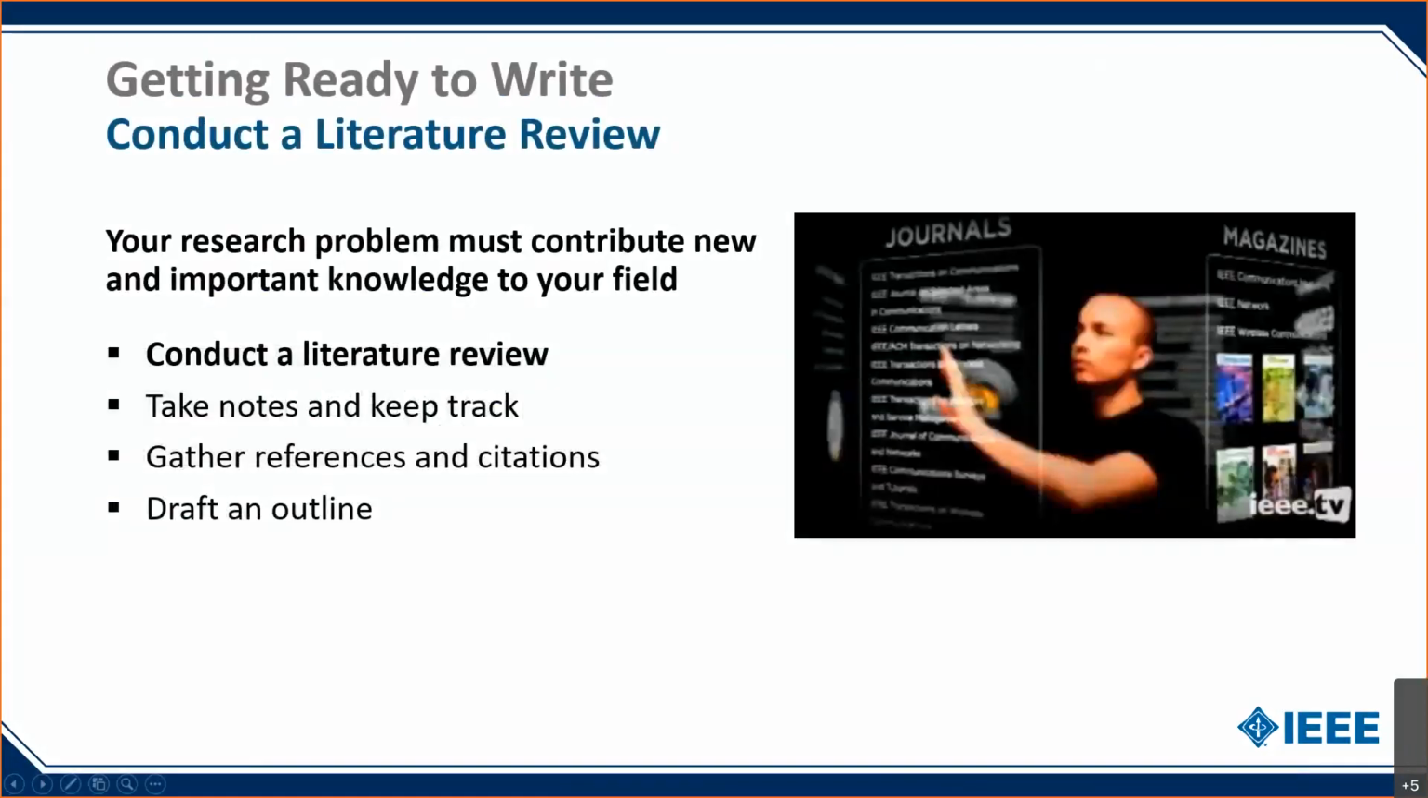First, let me cover different aspects of how one can get ready to write. We have split them into 4 stages. Conducting a literature review, which is very important, and taking notes and how you can actually keep track of the ongoing research. It's also very important for any researcher to gather the references and also look at the citations as well. And also at the end, I will let you know how, once you have drafted an outline, we can actually submit a paper.